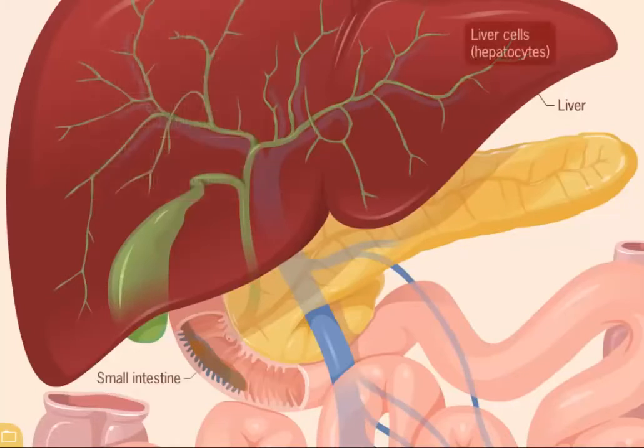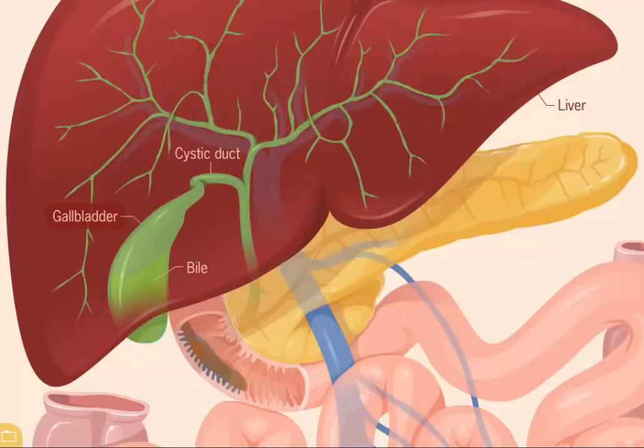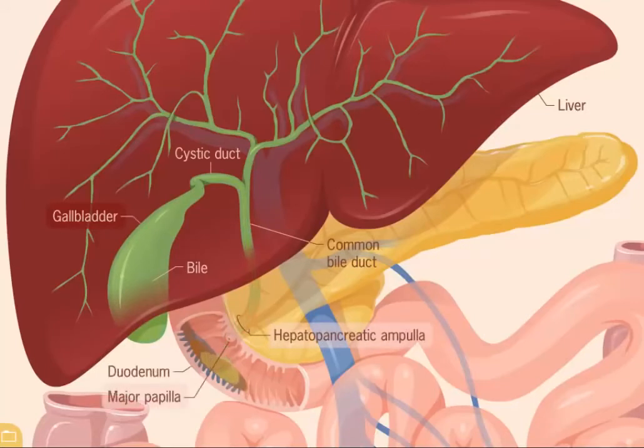Liver cells, known as hepatocytes, secrete the constituents of bile into tiny bile canaliculi, which flow into larger hepatic ductules that eventually combine to form the right and left hepatic ducts. Bile then flows into the common hepatic duct and cystic duct, where it enters the gallbladder to be concentrated and stored. During digestion, the gallbladder contracts and pushes the bile through the cystic duct and common bile duct, where they join the pancreatic duct at the hepatopancreatic ampulla. The bile then empties into the duodenum through the major papilla. The bile mixes with the chyme and helps to digest fat.